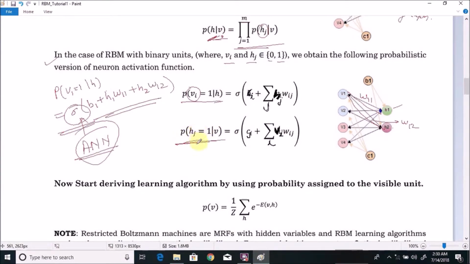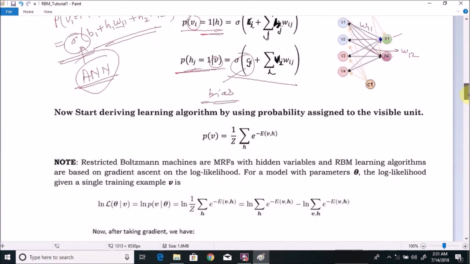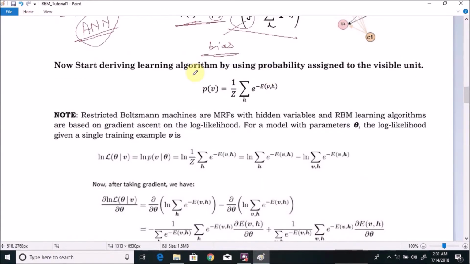Similarly, the conditional probability of Hj equal to 1, given all attached visible units, can be given as the sigmoid of the attached bias a plus the sum of all visible units attached to that hidden unit times the corresponding weights that I calculated in this case. So these are the basic assumptions that will be used in the derivation of the training algorithm.